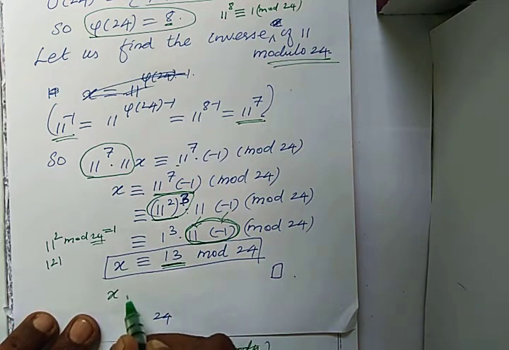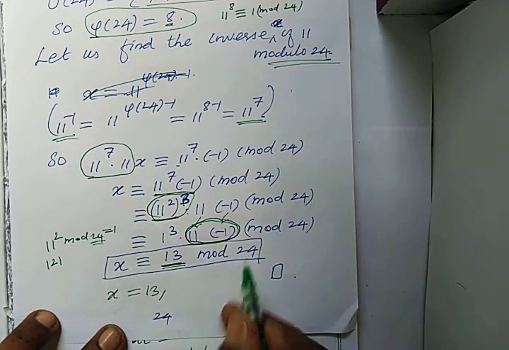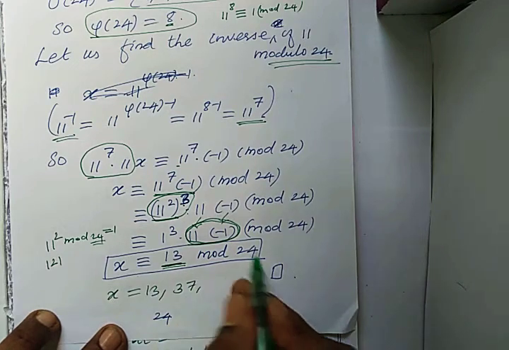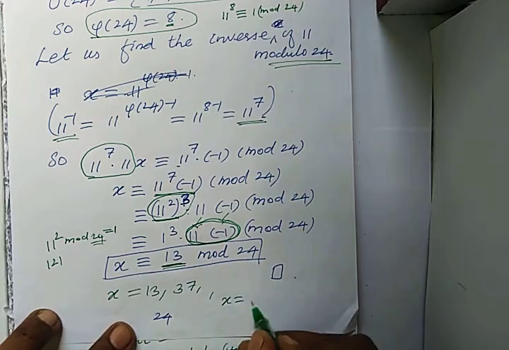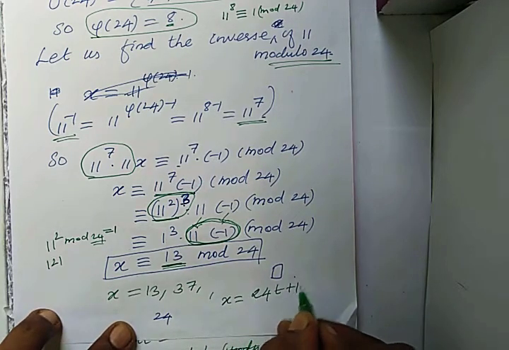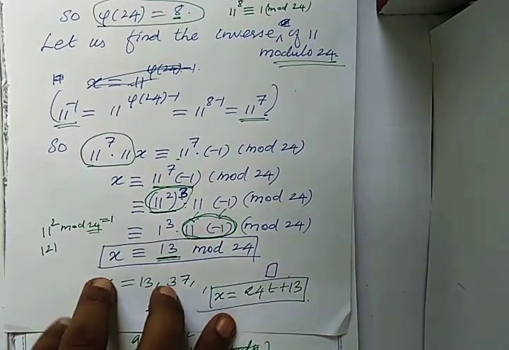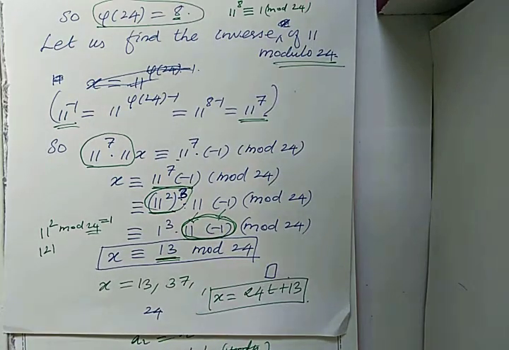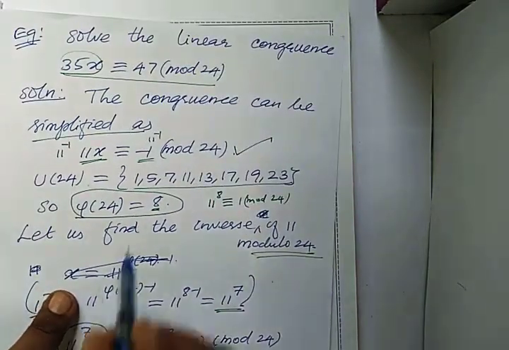So here the general solution is 13, and you add 24 to it, so 37, and again you can add 24. The general solution looks like 24t plus 13 if you write it as an equation. So this is the general solution. Now let us solve two more problems, exercise problems. Actually, there is a simple method to find phi of 24.